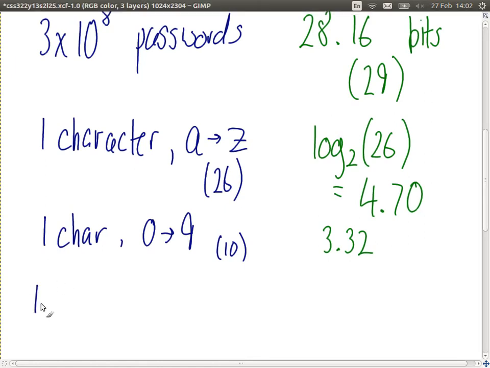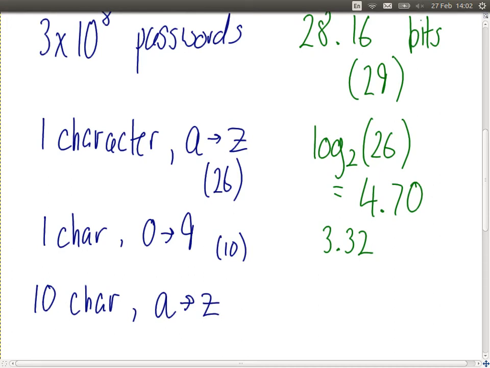Let's try another one. Let's say I have 10 characters. The length is 10, and we're allowed to choose from A to Z, lowercase only. How many bits? Ten characters. Now, you may have the answer. Find the shortcut to get it. 10 characters, they can be A through to Z, lowercase only. How many bits?